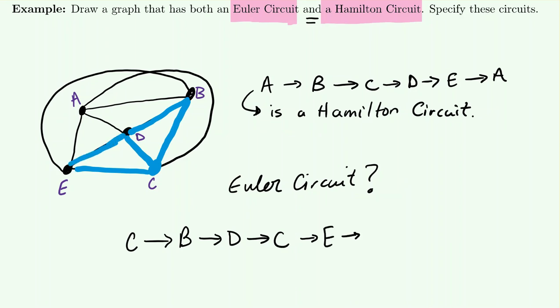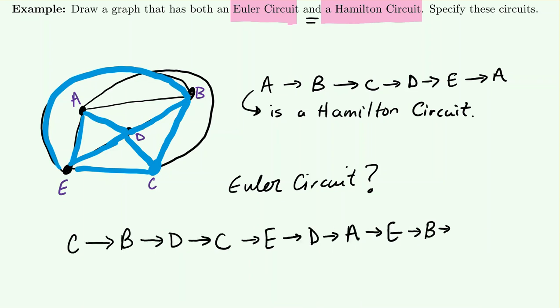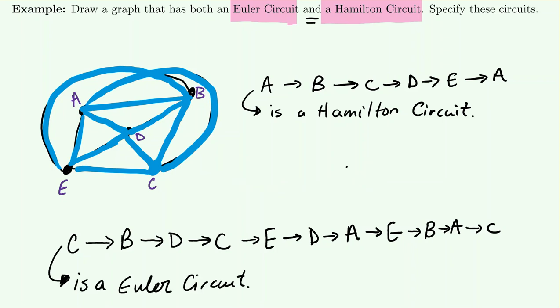D. D would go to A, A would go to E. E would then go to B. B would go to A. And then A would finally go back to C, our starting point. And through this, we have gone through every edge exactly once, so this is going to be an Euler circuit. So for this graph, we have found a sequence through the vertices where we have a Hamilton circuit, and then we found a separate sequence for this graph where it's also an Euler circuit.